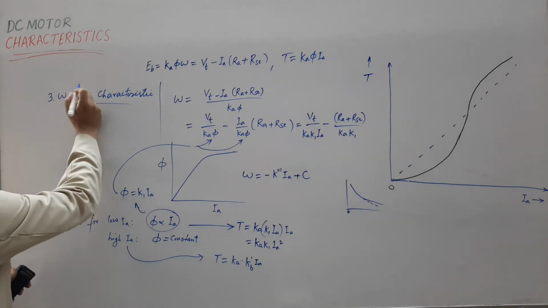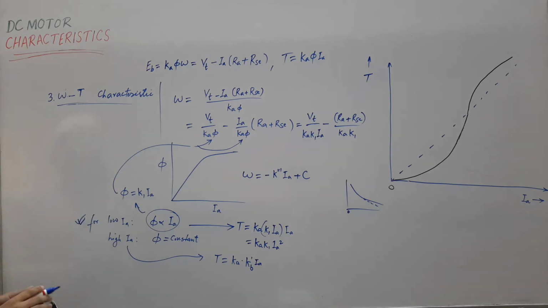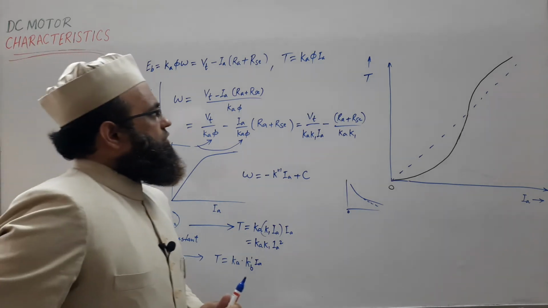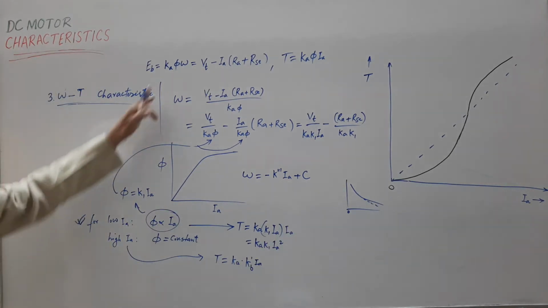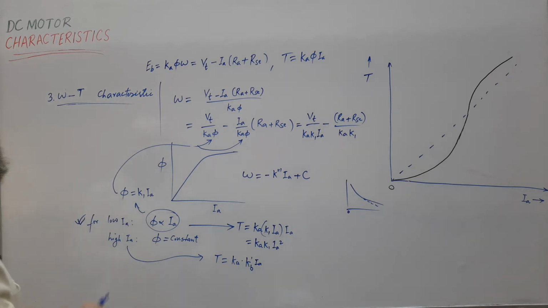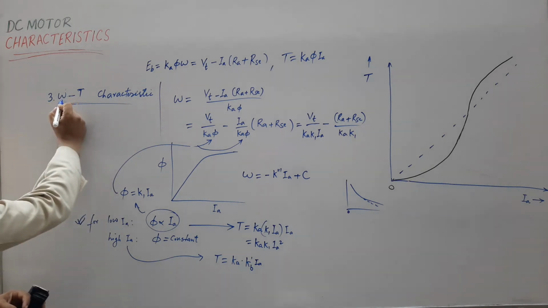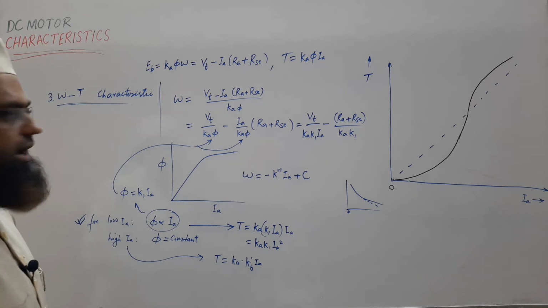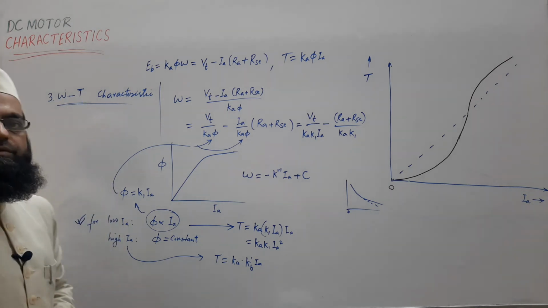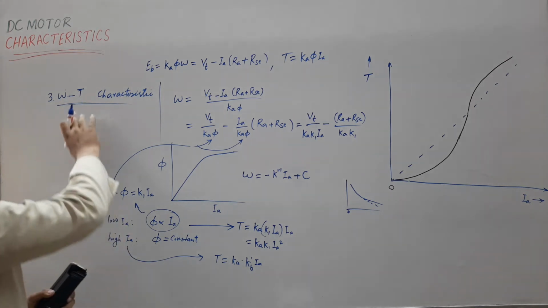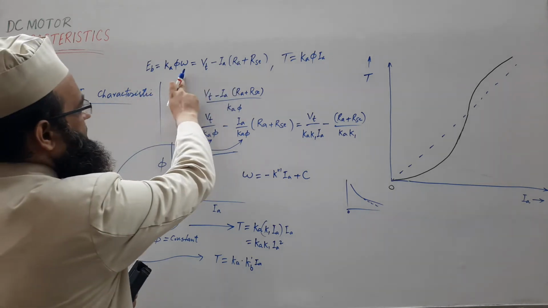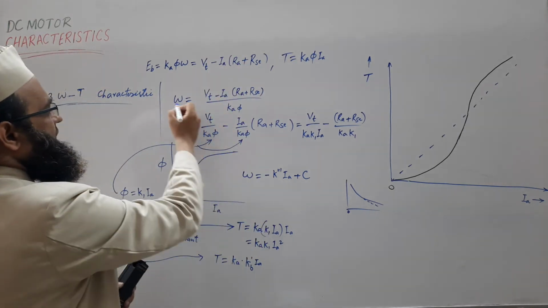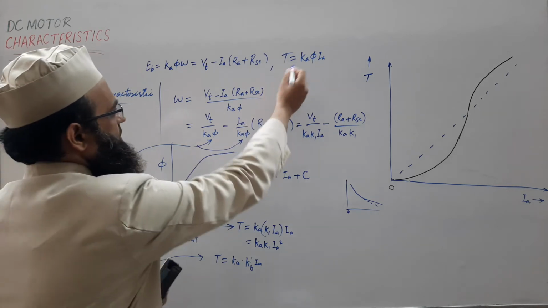Speed torque characteristic of DC series motor. So for DC series motor we have this. For that we will write omega, speed, on one side and torque on the other side. So we have speed here and torque here.